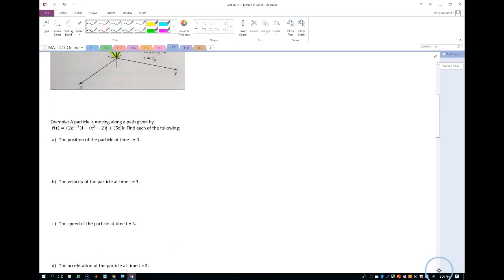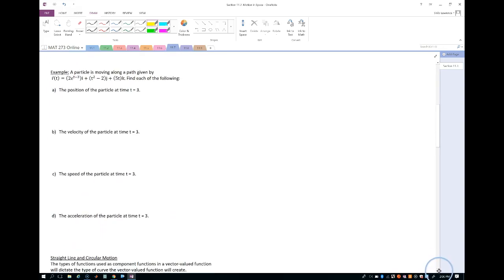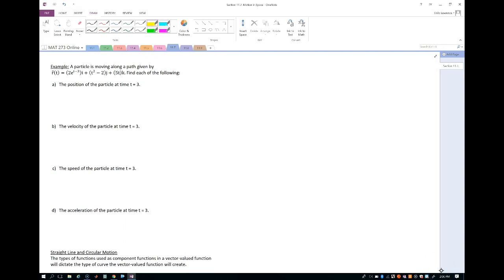So we're just going to do a quick example with some calculations. Suppose we have a particle that's moving along a path given by R of t equals 2e to the t minus 3 i plus t squared minus 2 j plus 5t k. And we want to find each of the following: the position at time 3, the velocity, the speed, and the acceleration, all at time 3.